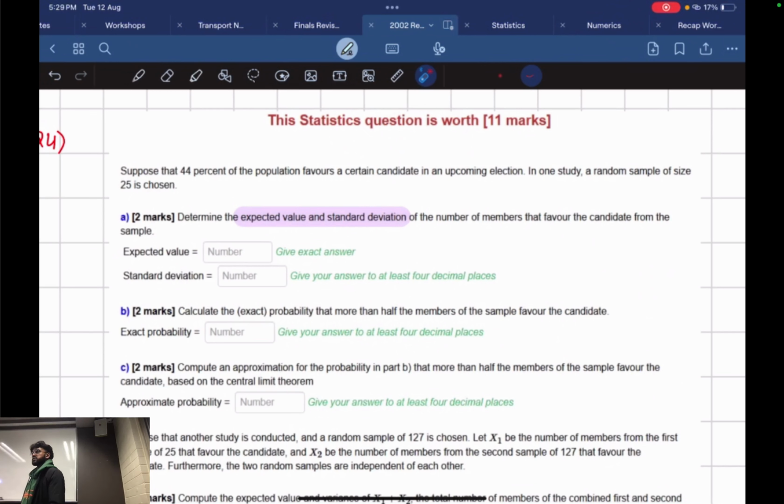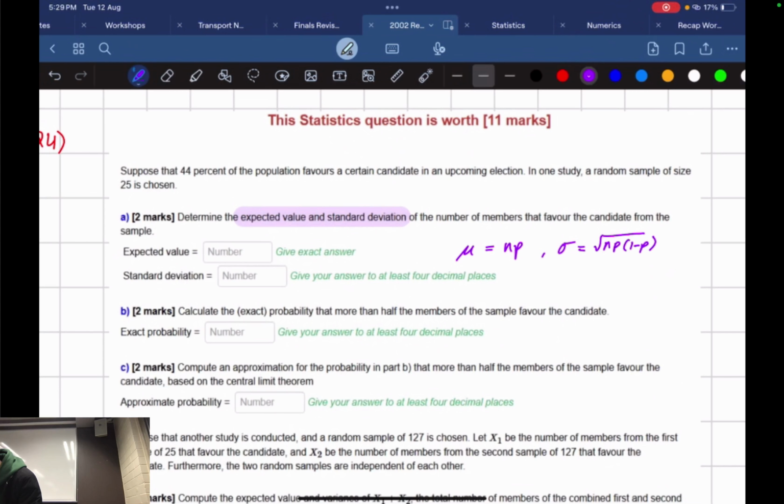A binomial distribution has a few special formulas for expected value and standard deviation. The expected value, given by mu, is np, where n is our sample size and p is the probability that it's favorable. Standard deviation is equal to the square root of np(1 minus p). Exponential and the other distributions have different formulas, which you can find in your lecture notes. They're also in my notes somewhere.